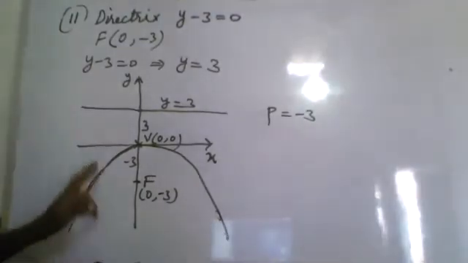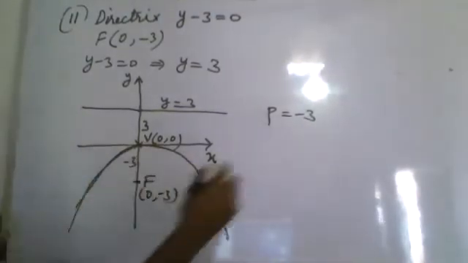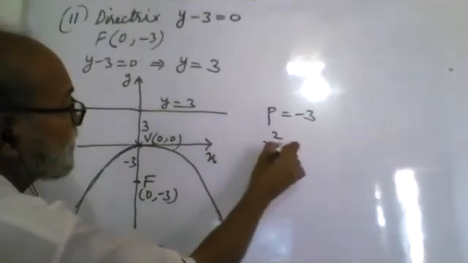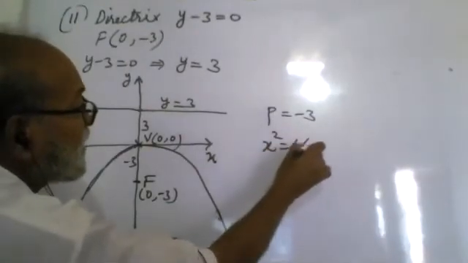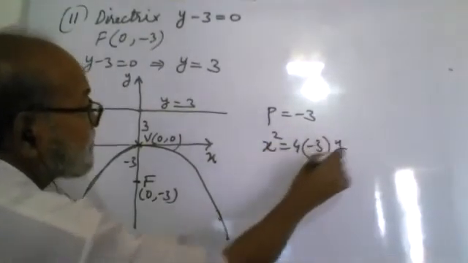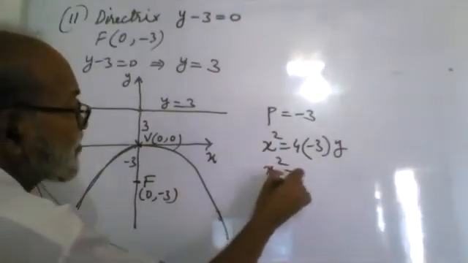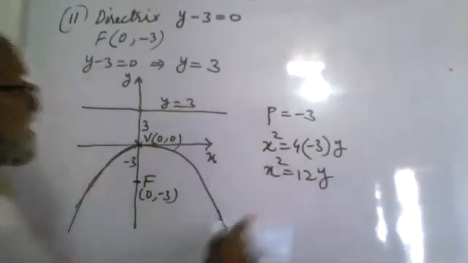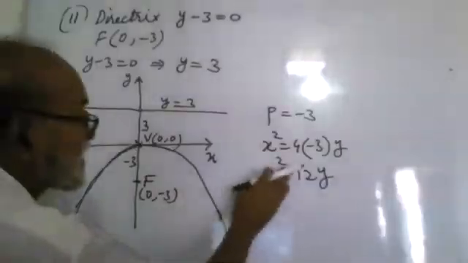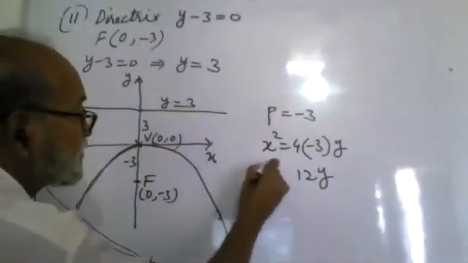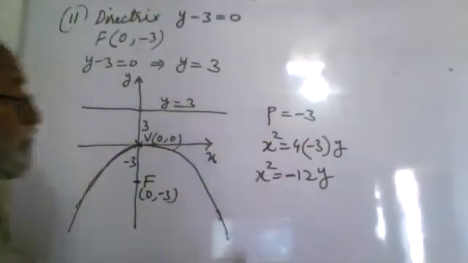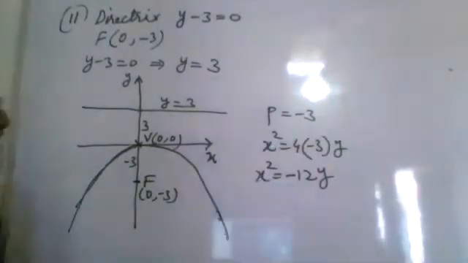So this is on both sides of the x-axis, x square is equal to 4p times y, minus 3 into y. X square is equal to minus 12y. X square is equal to minus 12y is the equation of the required parabola.